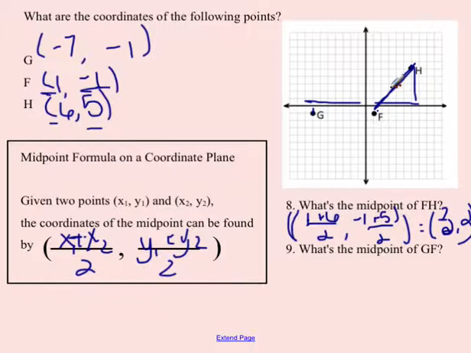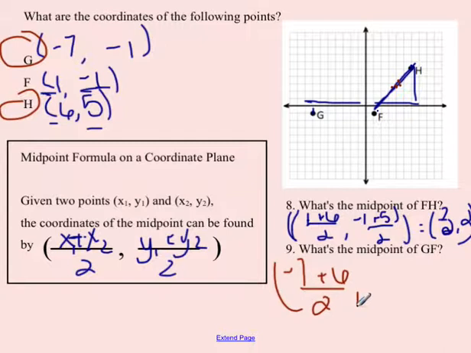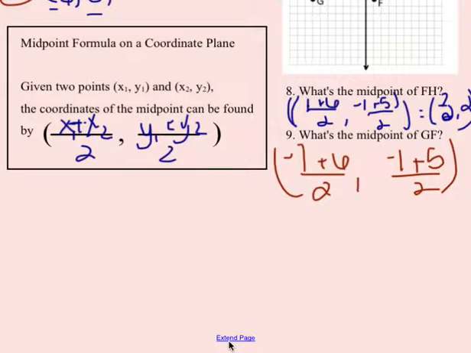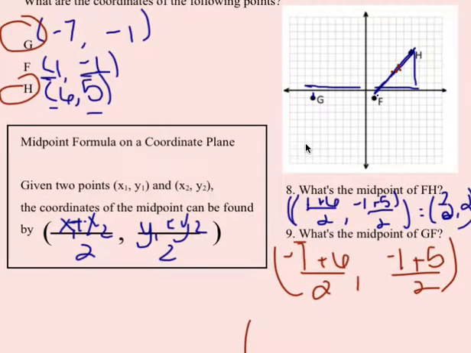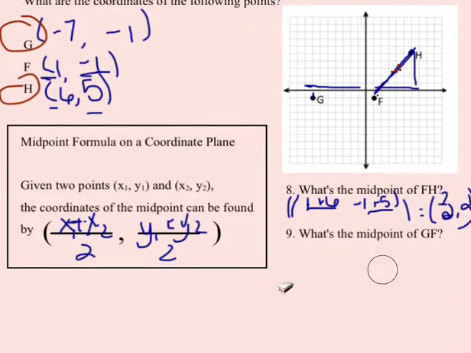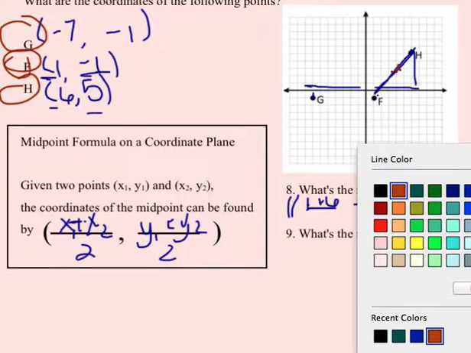Next, let's take a look at points G and F. So now we're looking at G and F. So we're going to take x1 plus x2 and divide it by 2, and then we're going to take y1 plus y2 and divide that by 2. So then we're going to get negative 1 plus 6, or sorry, negative 7. Oh, it's GF. I did GH. Whoops. All right, let's fix that. I was wondering why it wasn't making sense. Okay, so we should be doing GF. So let's go ahead and fix that right now.